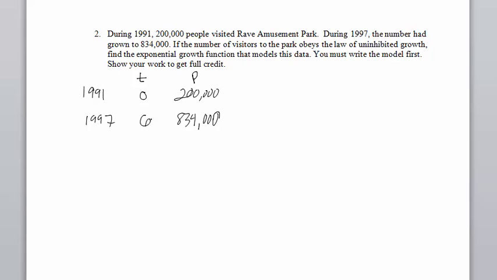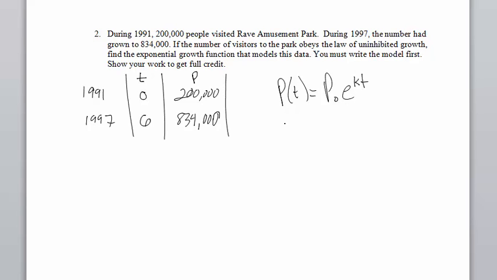And then 6 years later, it's 834,000. Okay, so I'm not using these large years for my input. I'm going to reset it when the first bit of data was given, which is 91. Okay, so my model looks something like this. Maybe you've seen it with A's as well. A of t equals A naught e to the kt.